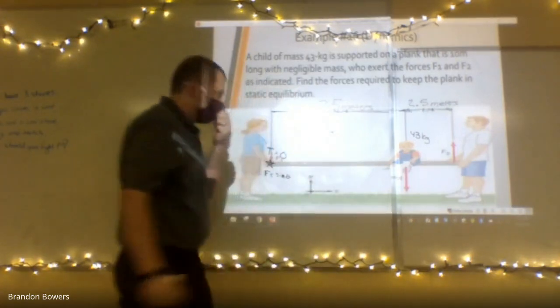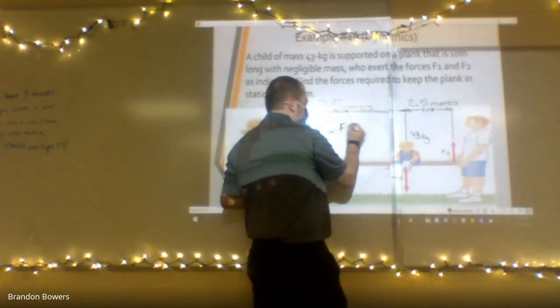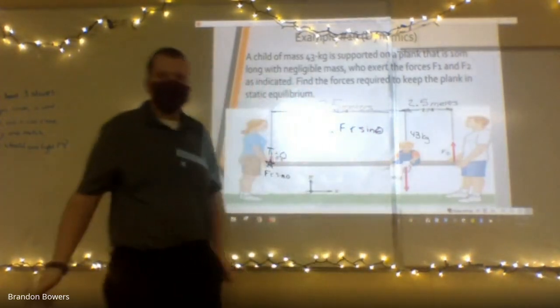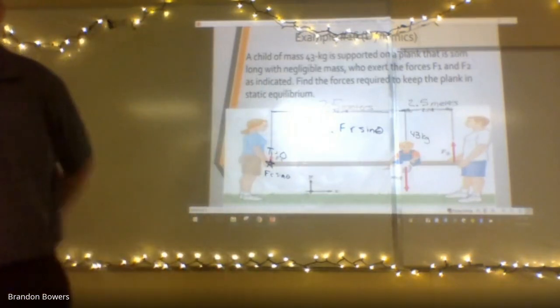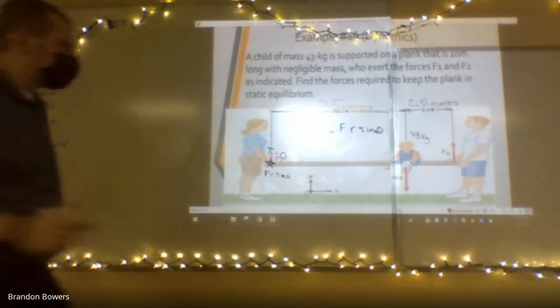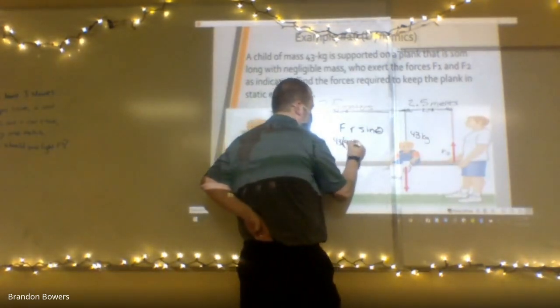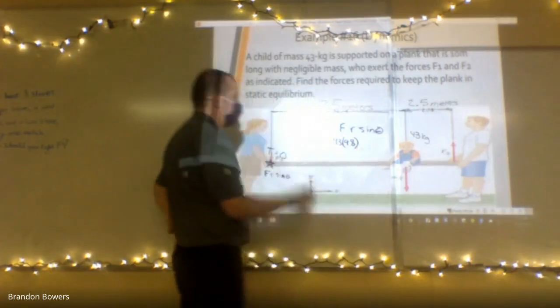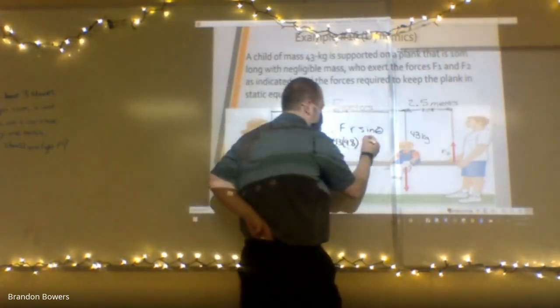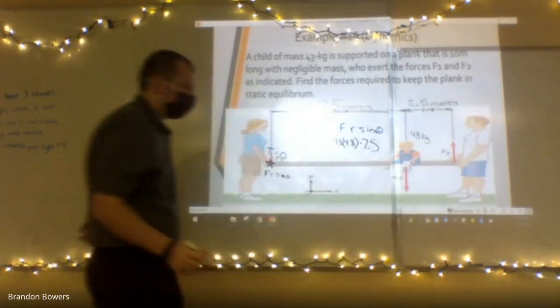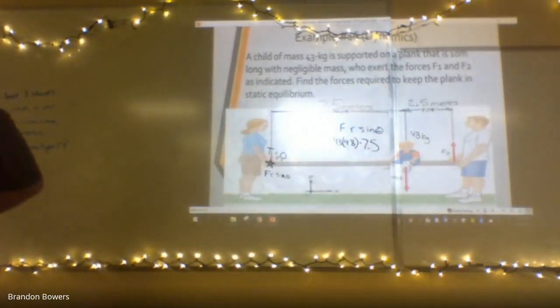All right. So my equation is force times r times sine theta. How do I find the force of the baby? Mass times acceleration. All right. So mass, 43 times 9.8. My radius is 7.5. What's sine of theta? 90.